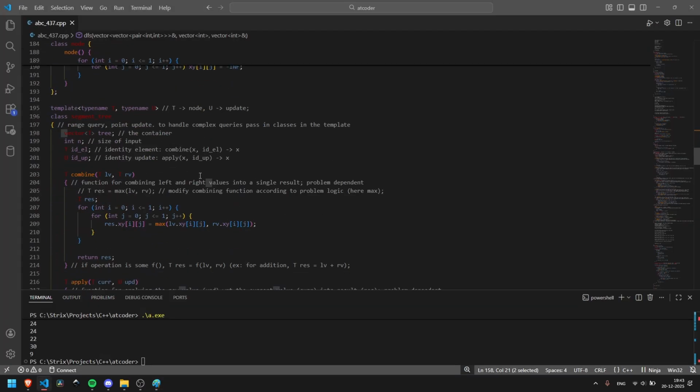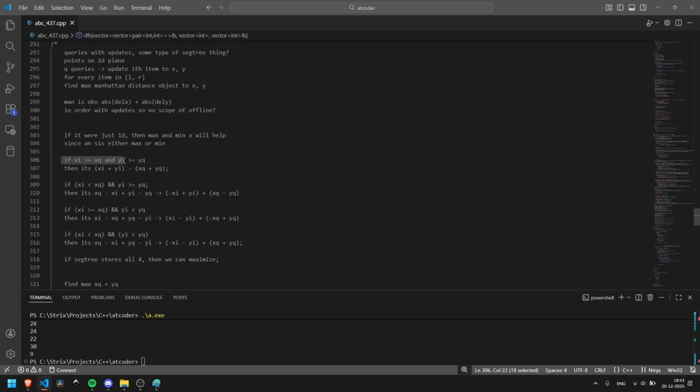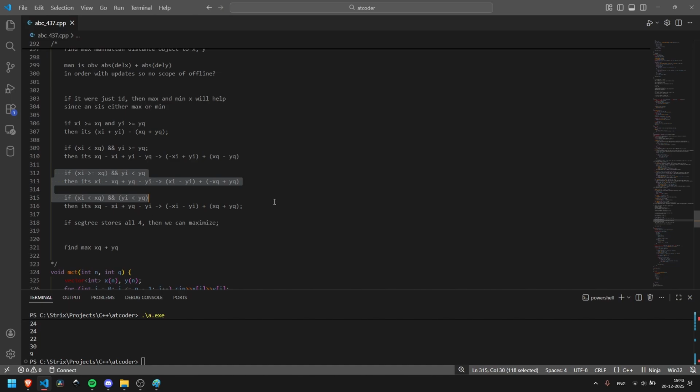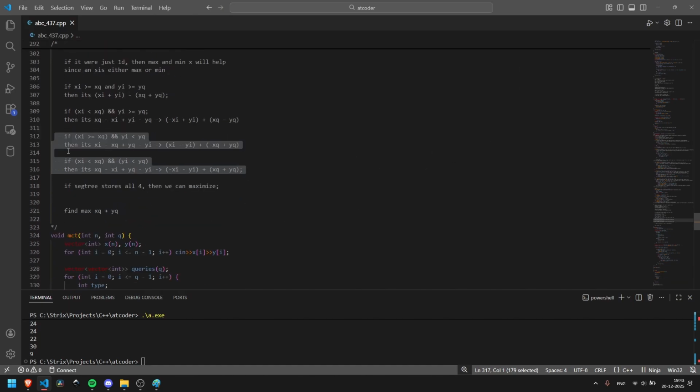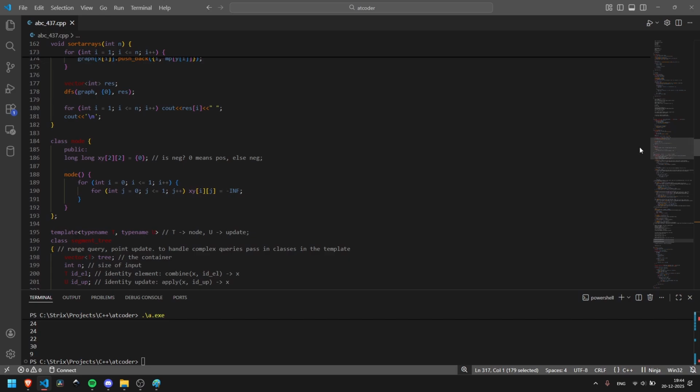Here are the 4 equations based on the points. If xi is greater than xq and yi greater than yq, we do this, else we do this or this or this. Since we want 4 things, we have to design a segment tree node which can return all these 4 things.